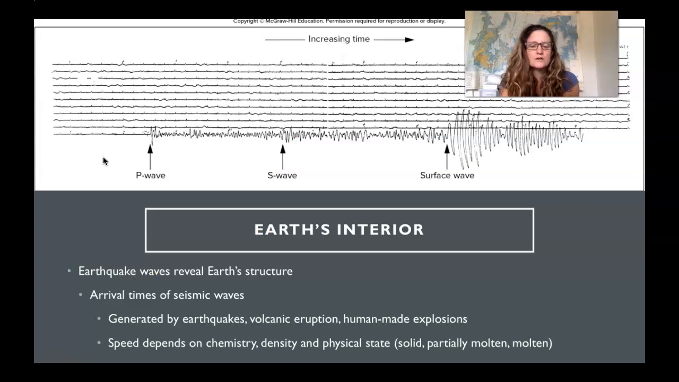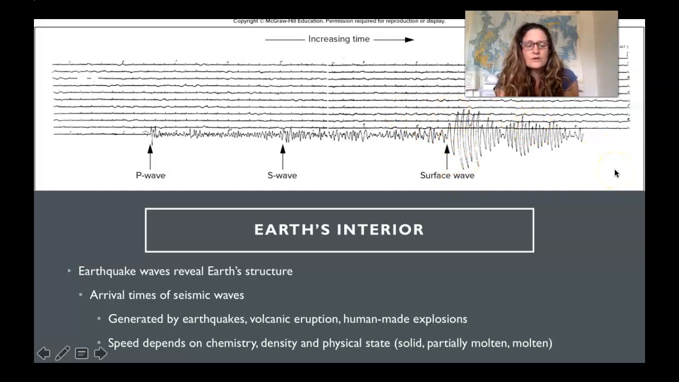So how do we know about the interior of the Earth? One way is by looking at seismometer readings. This is a seismograph. So this is a graph that shows the P wave, the first wave to arrive when they're shaking from an earthquake. The second wave is the S wave. Those are waves of the interior, and then we have the surface waves that create the shaking at the surface.